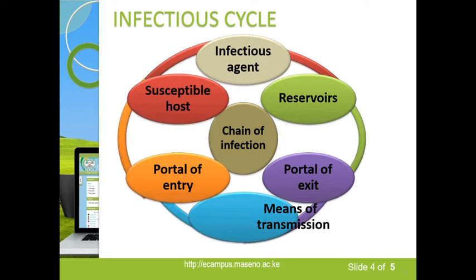That has to happen for the infectious agent to move from one person to another. There has to be a port of exit. But even though there is a port of exit, there must be a means of transmission. How is the infectious agent carried from one person to another? One way is through sneezing, through the droplets.